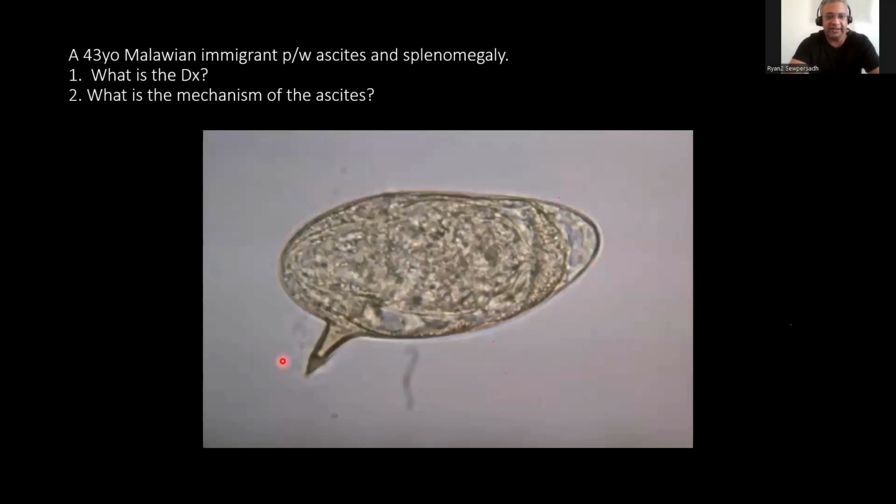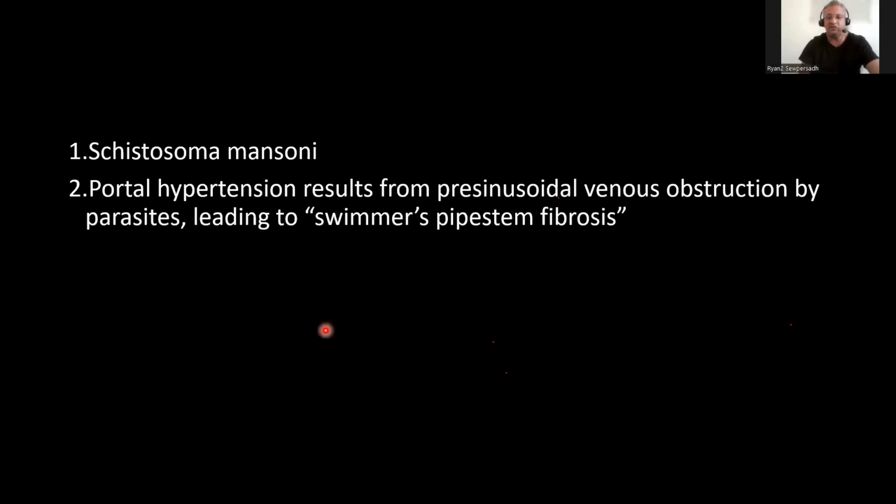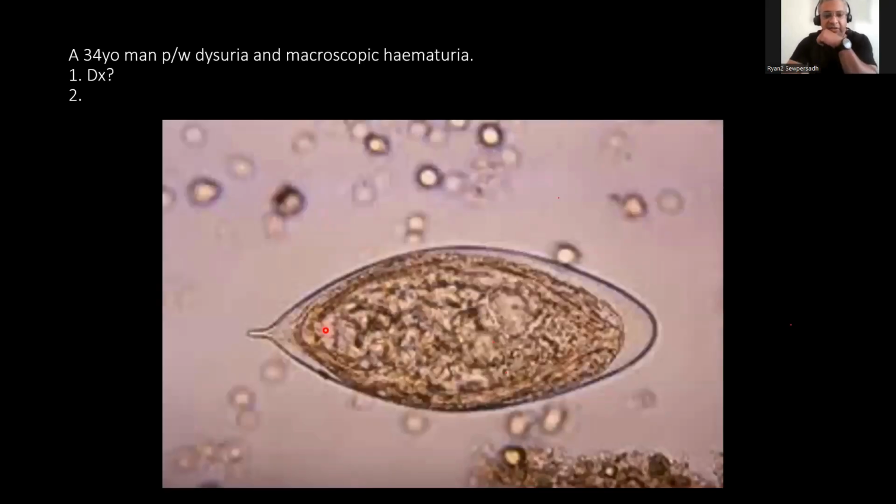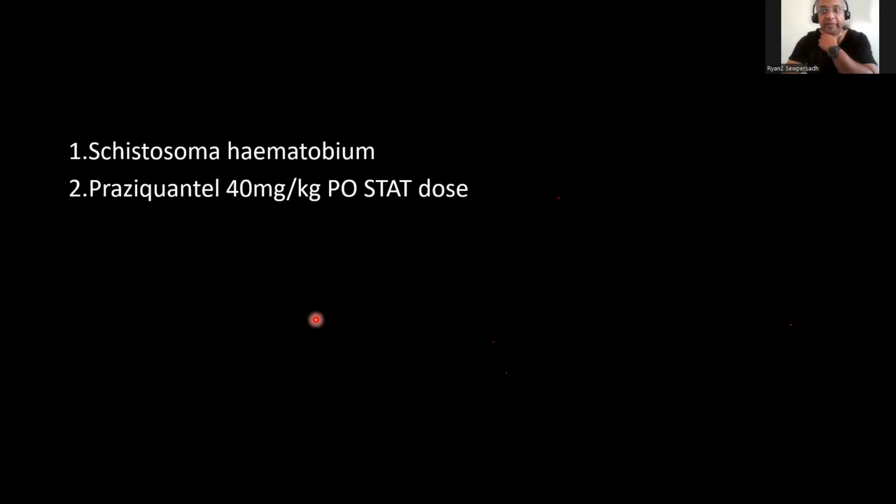This is Schistosoma mansoni. As you see, this patient comes with ascites, splenomegaly, has been swimming in Lake Malawi, and they have Schistosoma mansoni. So you've got the side spike, and you know, guys, that this can cause swimmer's itch and pipe stem fibrosis, which is intrahepatic sinusoidal portal hypertension, and can also lead to cirrhosis as well. This is Schistosoma haematobium, which causes hematuria. It's different from Schistosoma mansoni.